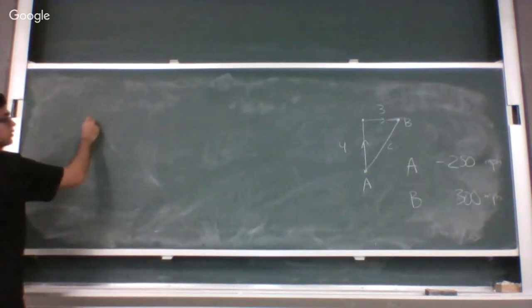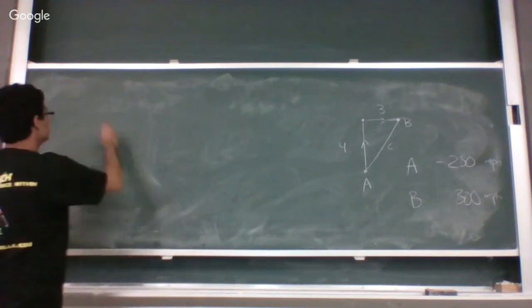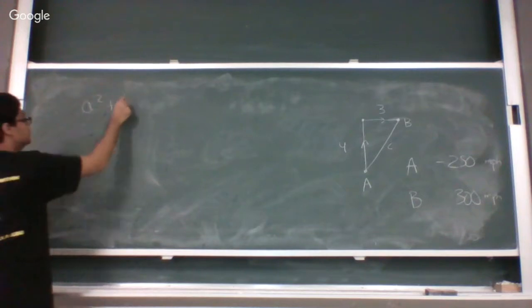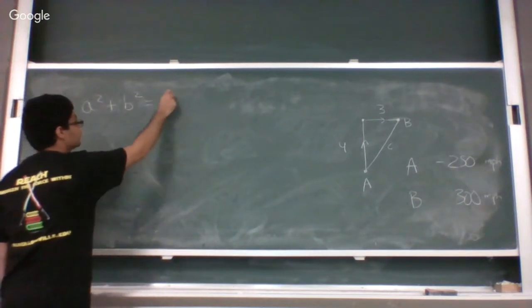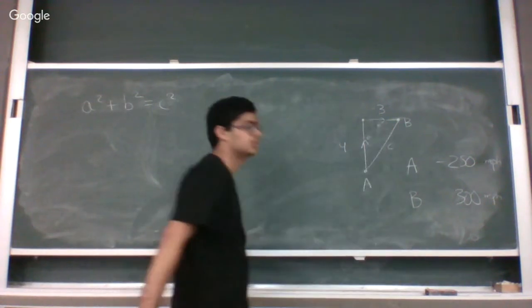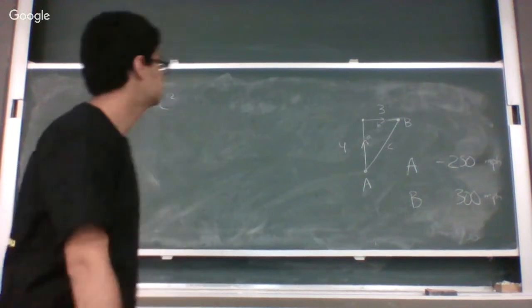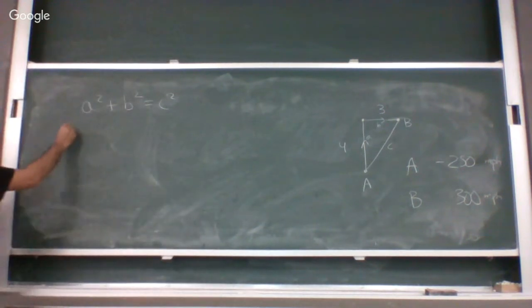Wait, what are we looking for? The rate at which C is changing, the distance. So we can do A squared plus B squared equals C squared. I'll label this A and this B. What's the first step that we do? Take the derivative. Yep. So what would we get?